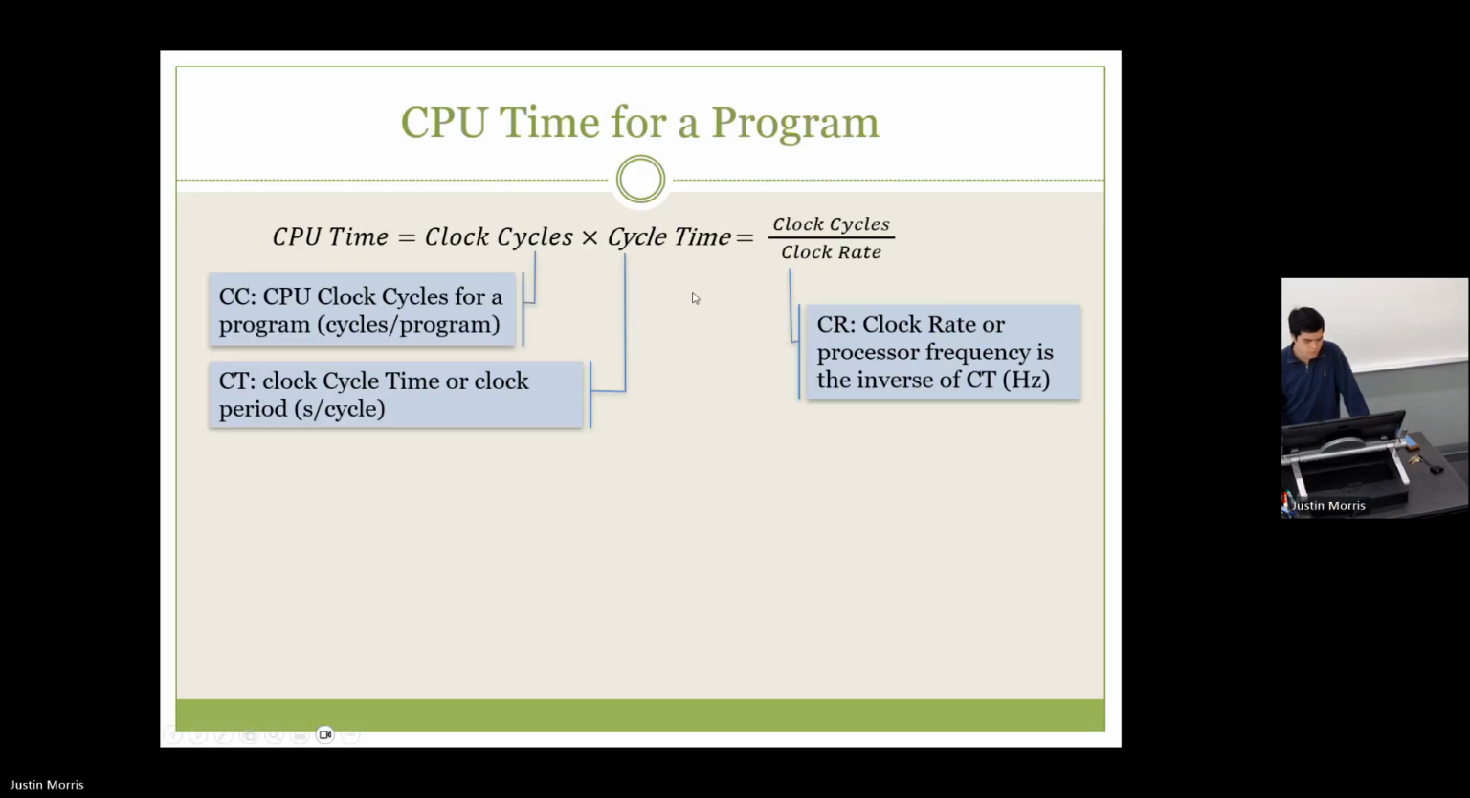Okay. So this is the beginnings of our performance equation. We have CPU time, our user CPU time, and we have the number of clock cycles and the cycle time. So basically, how long is a cycle, and then how many of those cycles do we have to wait in order for the program to finish? And if we convert cycle time to clock rate, this is just clock cycles divided by clock rate.